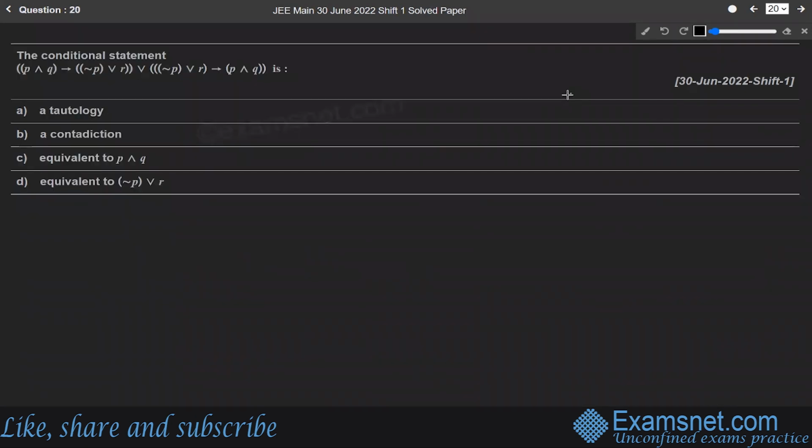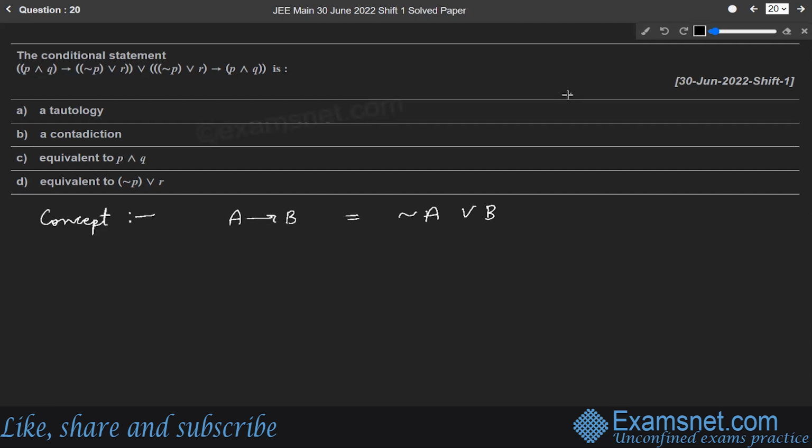Next question is the conditional statement P and Q implies negation of P or R implies P and Q. See, this is a statement that consists of an implies sign. Whenever we have a statement that consists of an implies sign, we have to use a basic concept. Let us understand the concept first. The concept that we have to use here is if A implies B, then it is always equal to negation of A or B. You can see that this statement is divided into two parts.